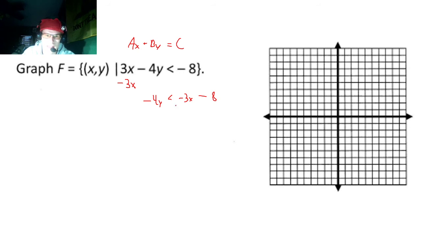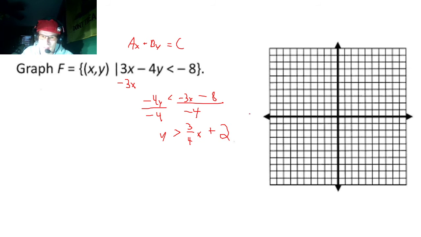Okay? -3x minus 8. Now I cannot have -4y in slope-intercept form, so I have to divide everything by -4. And I'm dividing by a negative, so that means I flip my inequality symbol. So y is greater than 3 over 4, because 2 negatives make a positive, x plus 2. So there's my slope-intercept form.